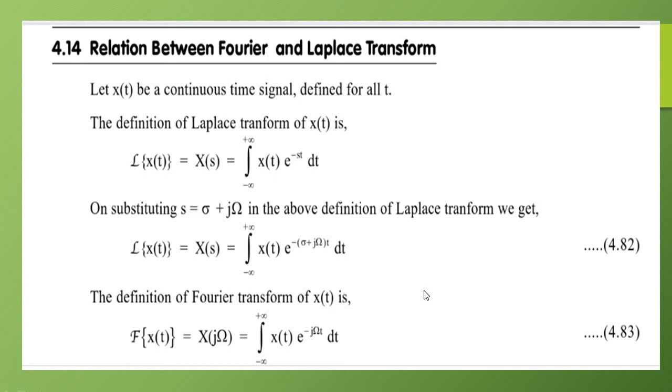Now when I say ROC, region of convergence, it is where the particular transform is said to exist. So for all causal signals, the imaginary axis is included in the region of convergence. Therefore, for all causal signals, the Fourier transform is said to exist.